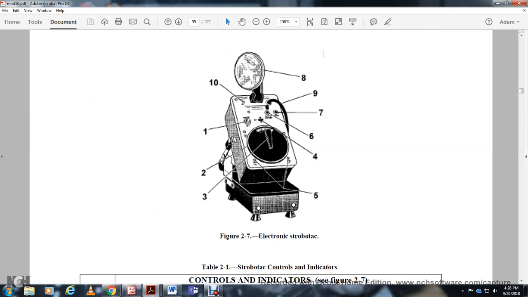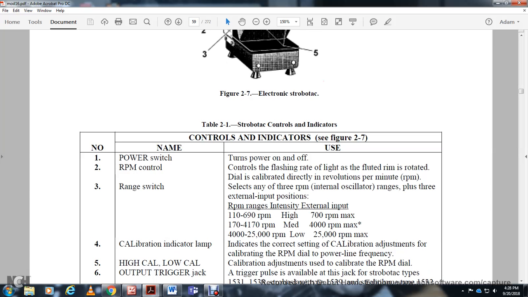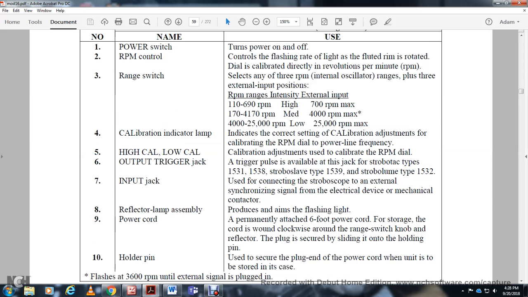This shows your electronic strobe. The controls include an indicator power switch that turns the power on and off, and the RPM control for the flashing rate with the light. The dial is calibrated directly in revolutions per minute, with a range select: 3 RPM to 1100, 600 to 690 RPM, high at 700 RPM, 4,000 RPM max, and 4,000 to 25,000 RPM max.